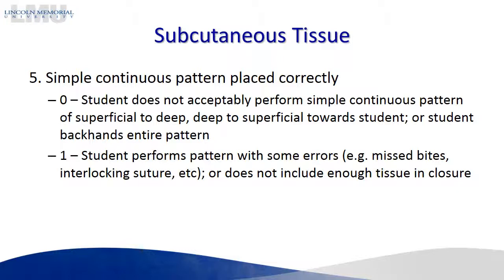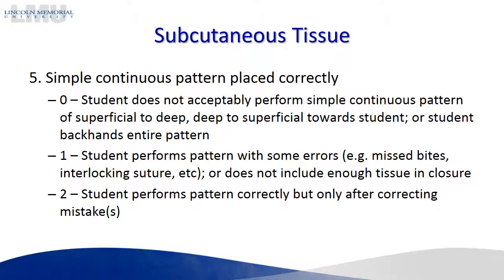An example of a borderline student would be a student who performs the pattern and they have some error or errors in there. For example, they may have missed a bite, the spacing is quite off, or the suture accidentally interlocks while they're doing the pattern. Perhaps they're not including quite a thick enough bite of tissue in the closure as we'd like to see to eliminate the dead space there.